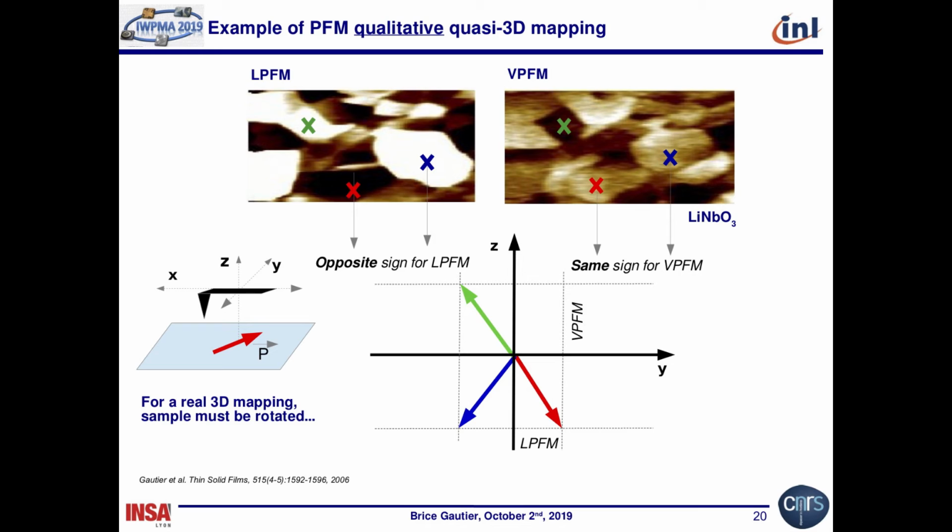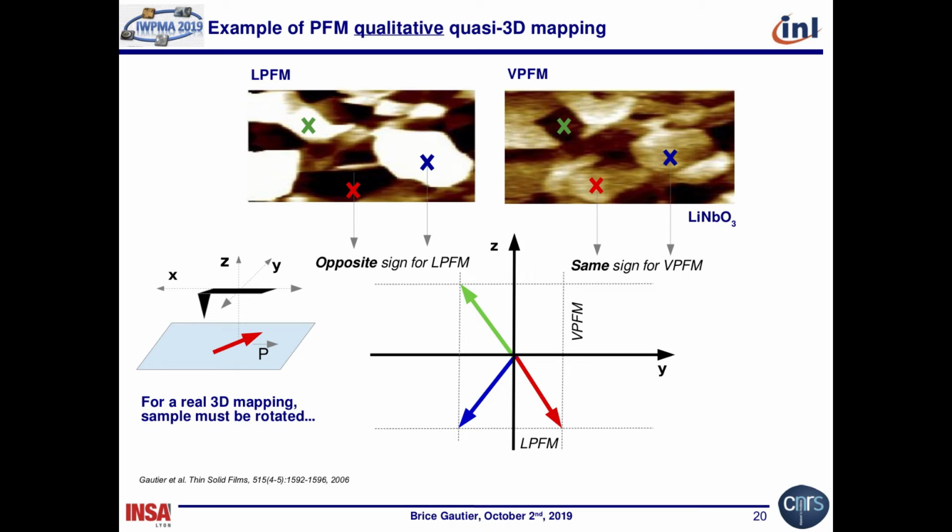Look at this. Maybe it will be clearer with an example. This is exactly the same area of the sample. This is still lithium niobate, it's still from Montpellier. And you have the vertical PFM there. Vertical PFM is bright, so you can decide that the projection of the polarization is exactly in the same direction for the blue one and the red one. So you can draw this sketch there.